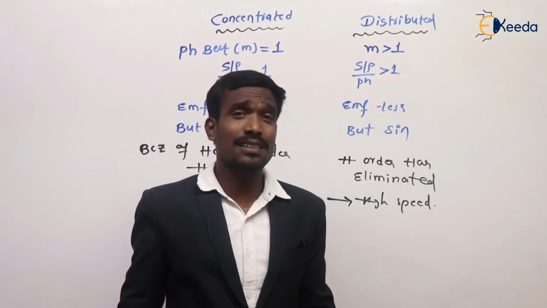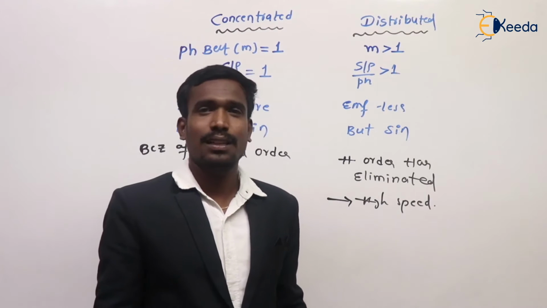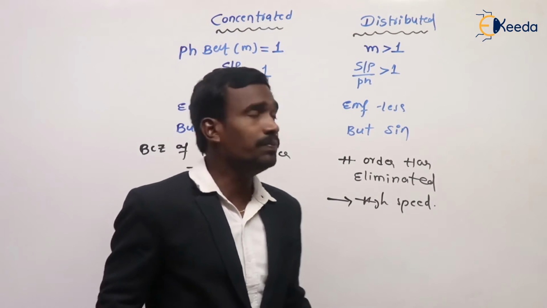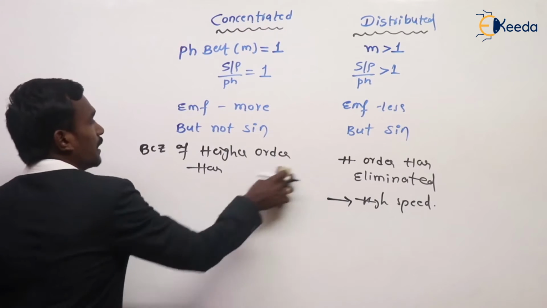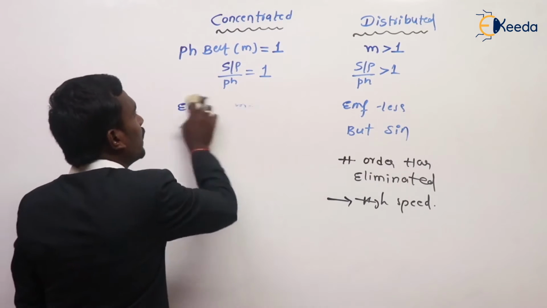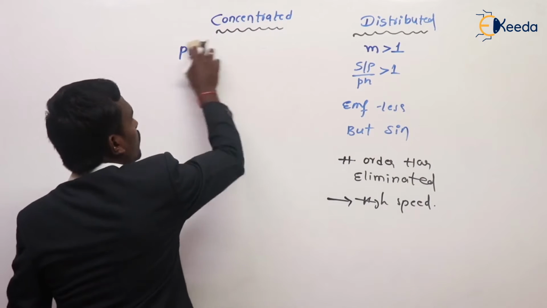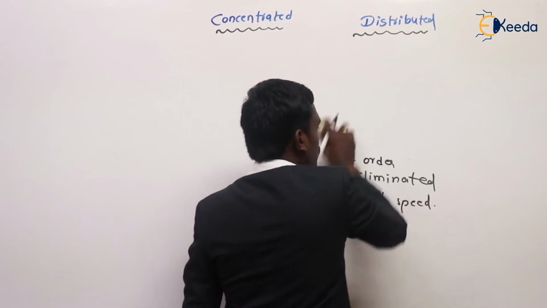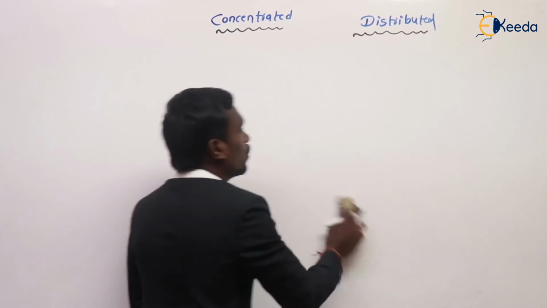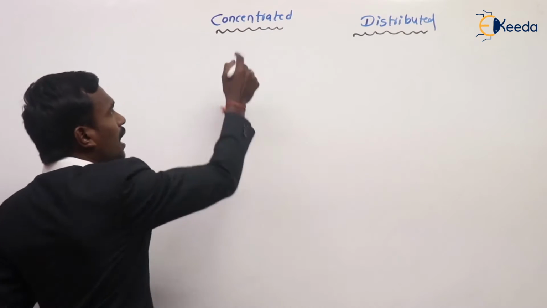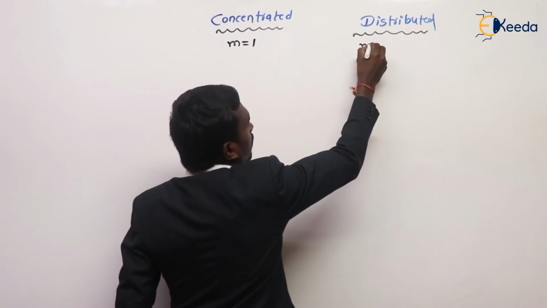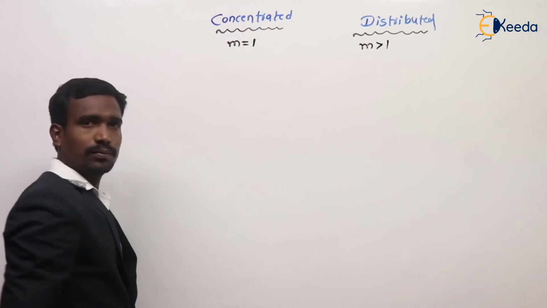Now, what is next? Example. Let's take an example for each winding: an example for concentrated winding and an example for distributed winding. As I said already, for concentrated winding m equals 1, and for distributed winding m should be greater than 1.